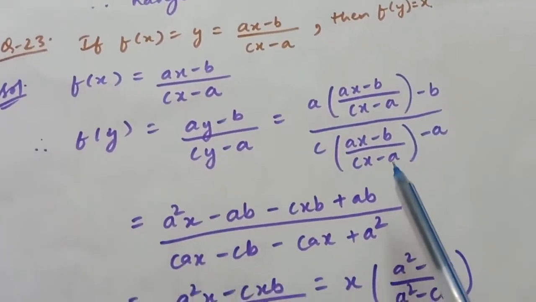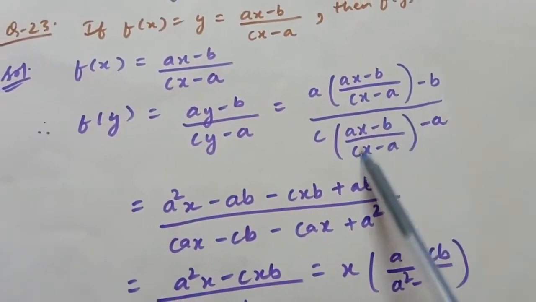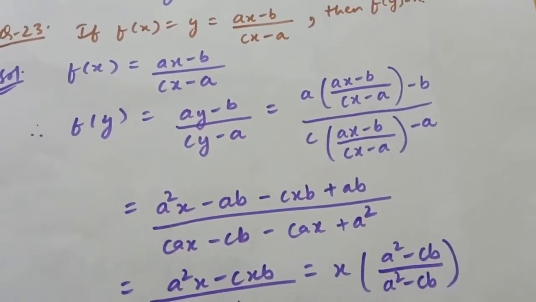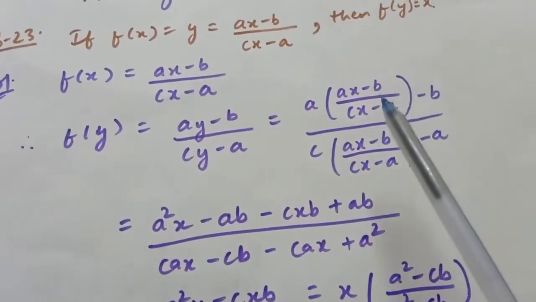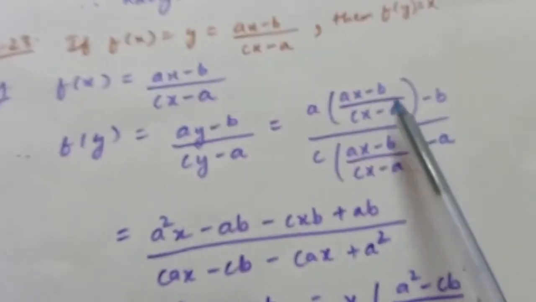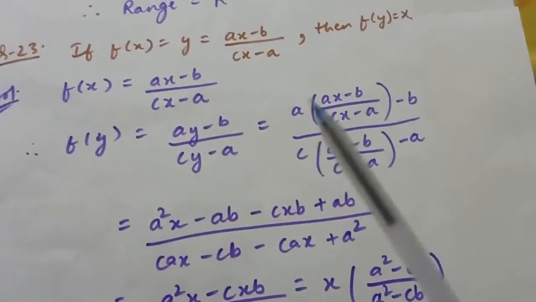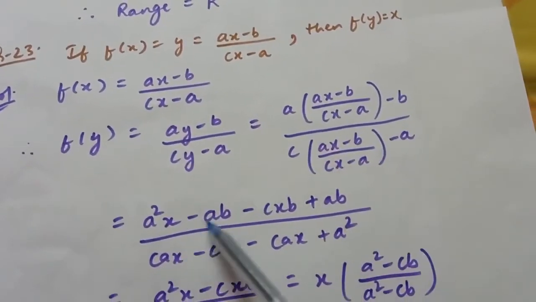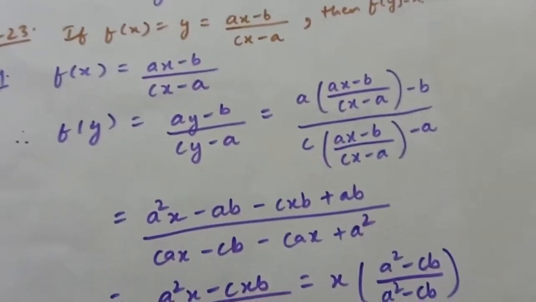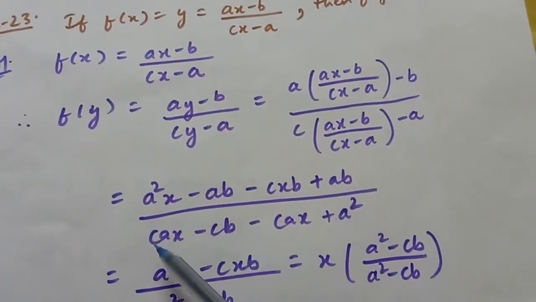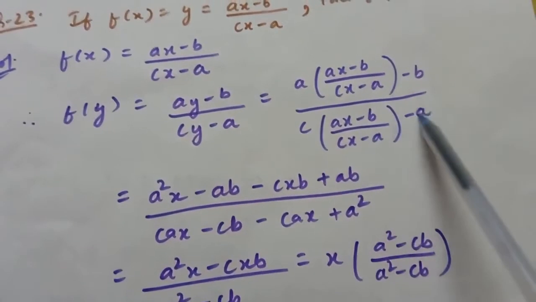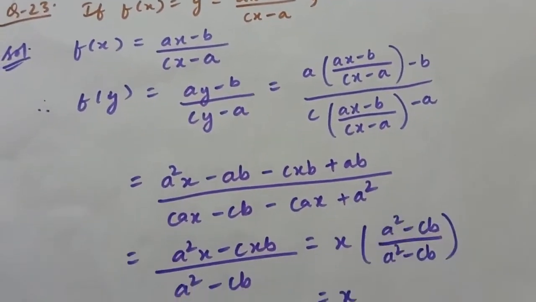Clear? Now taking LCM and also cancelling cx minus a, because when you take LCM, cx minus a will get cancelled, right? You cannot cancel cx minus a right now. Right now we cannot cancel, but after taking LCM we can cancel them, right? So this will be a square x minus ab minus cxb plus ab after taking LCM, and the denominator will be cax minus cb minus cax plus a square.